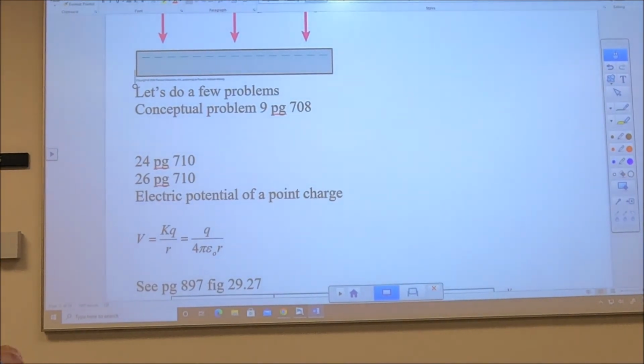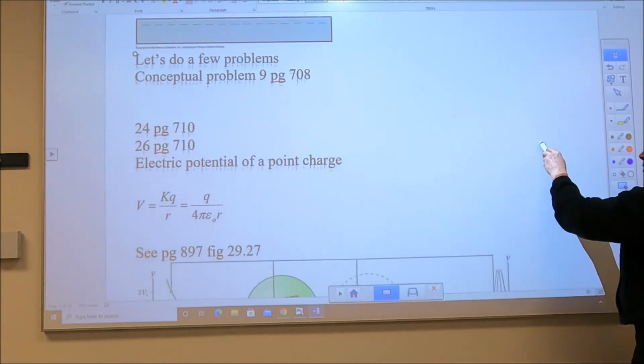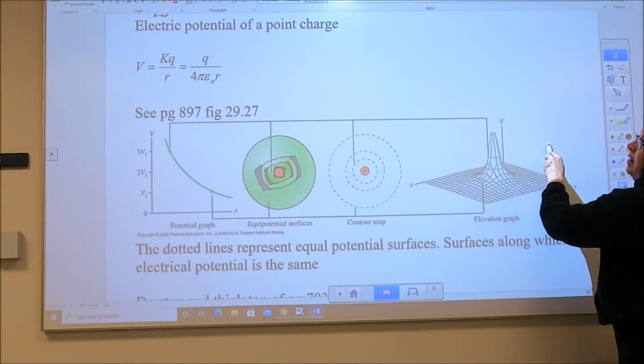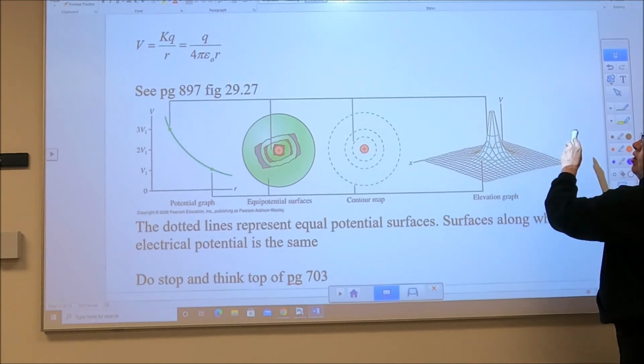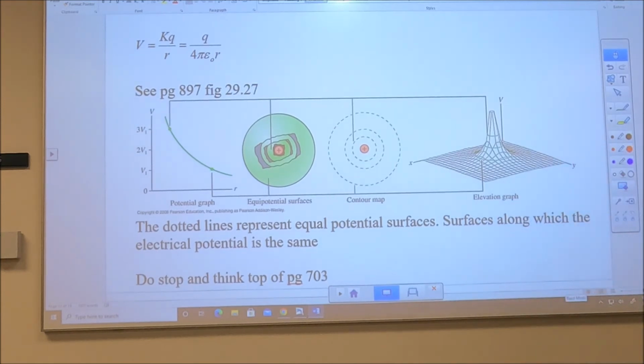Okay, guys. Let's scoot on up here. Let's talk about electrical potential around a point charge. We know that as we move out from a point charge, the strength of the electrical field decreases. Okay? We're not dealing with a uniform electric field if we're looking around a point charge.